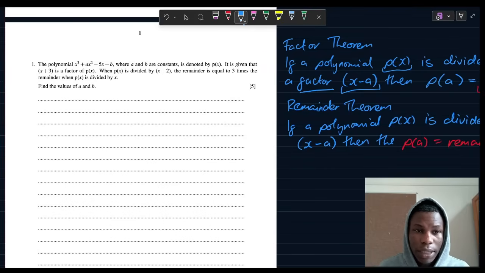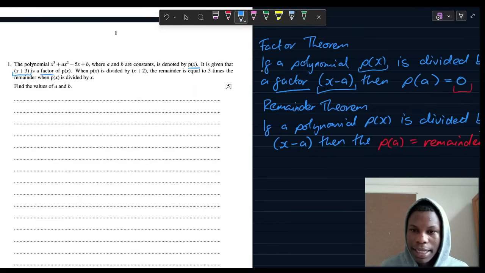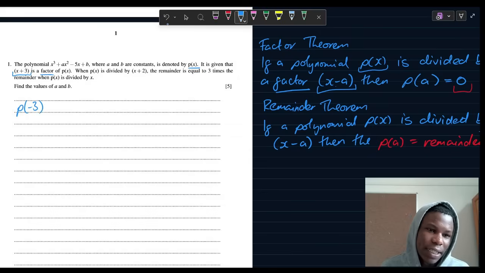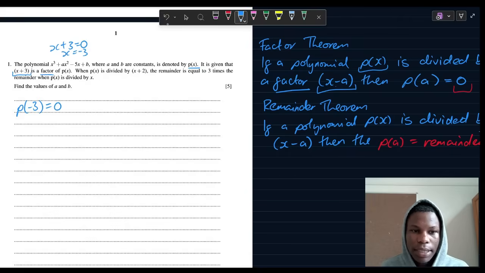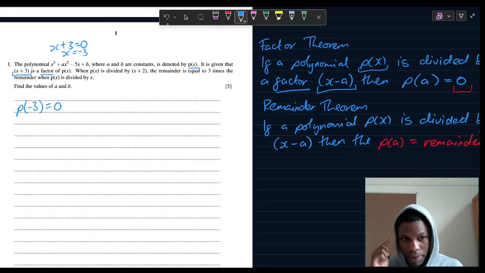Here we've been told that our polynomial p of x has a factor, which is x plus 3. So according to the factor theorem, if x minus a is a factor, then p of a is 0. So x plus 3 is a factor. Be careful with your signs. It's p of negative 3. So in other words, whatever makes this bracket equal to 0, x plus 3 equals 0, x has to be negative 3. So this has to be 0. This is what we get from the factor theorem.